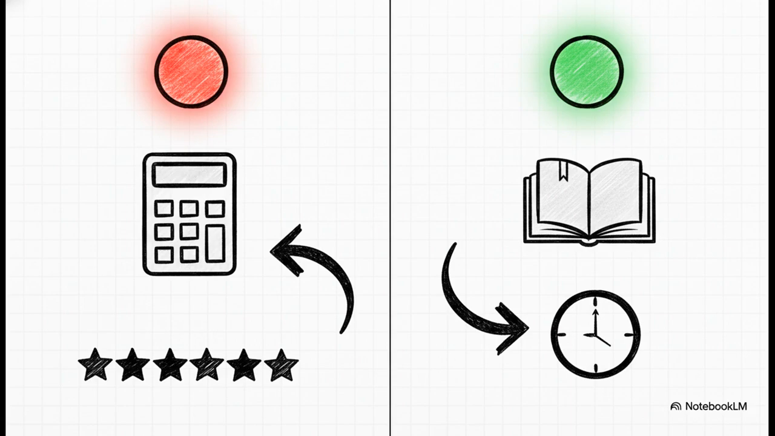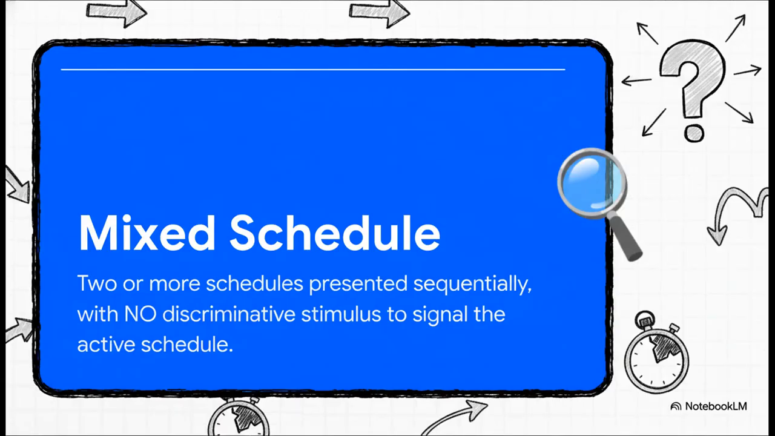It's totally predictable. Now imagine that exact same classroom, but we take away the red and green lights. The reinforcement schedule still alternates between the FR5 and the VI2, but there's no warning, no SD to tell the learner that the rules of the game have just been switched. That is a mixed schedule.